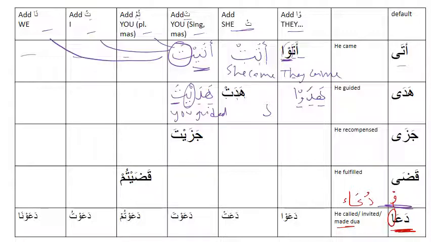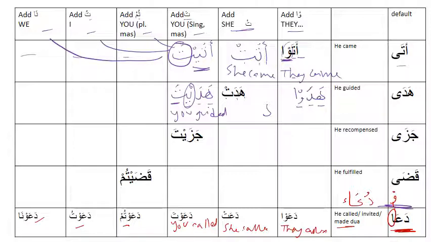And so if you want to say that they made dua, da'aw, they called. Da'at, she called. Da'awta means you called. Okay? Da'awtum, you, plural masculine, called. Da'awtu, I called. And da'awna, we called.